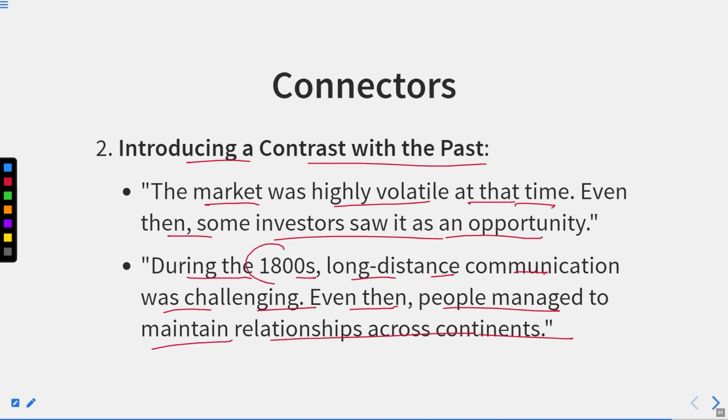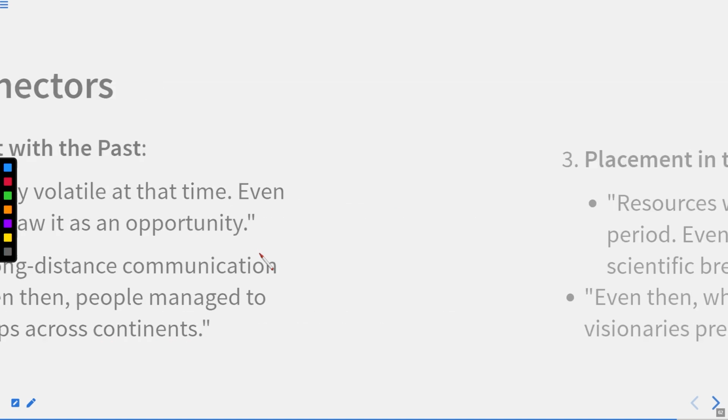Now, you can see "during the 1800s," so we are talking about some past duration. Long distance communication was challenging. So, at that time, long distance communication was challenging. It means that nowadays we have various mediums of communication, whereas at that time, we did not have any of these things. So even then, people managed to maintain relationships across continents. It means these people managed to maintain relationships even though they were spread across various continents, in different places. Even then, they were able to maintain the relationships.